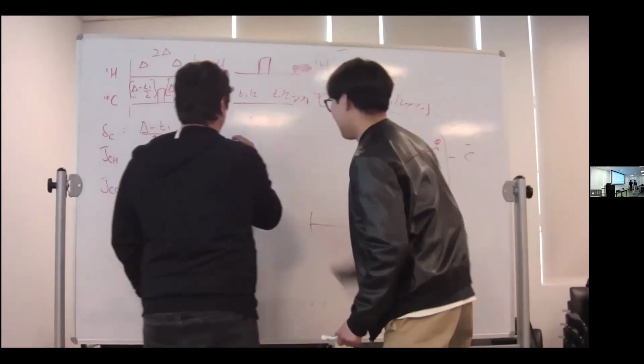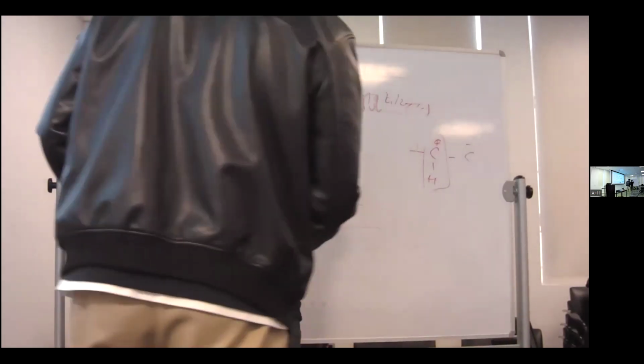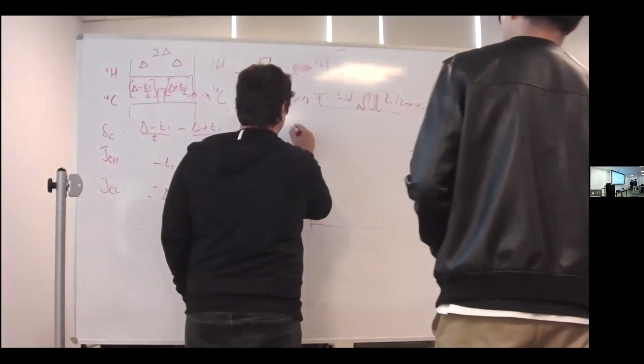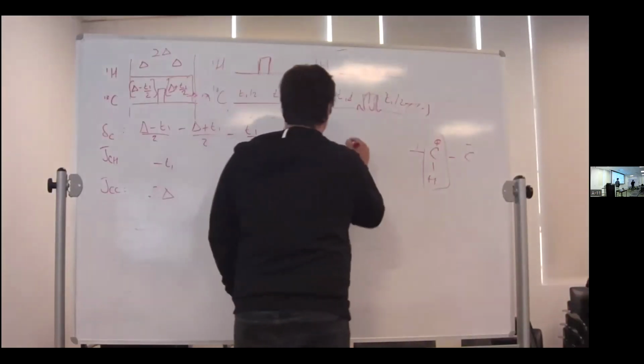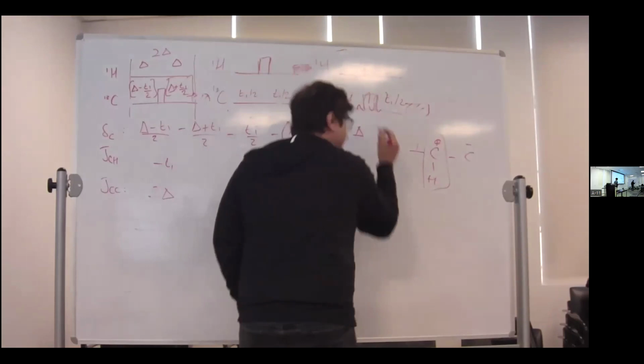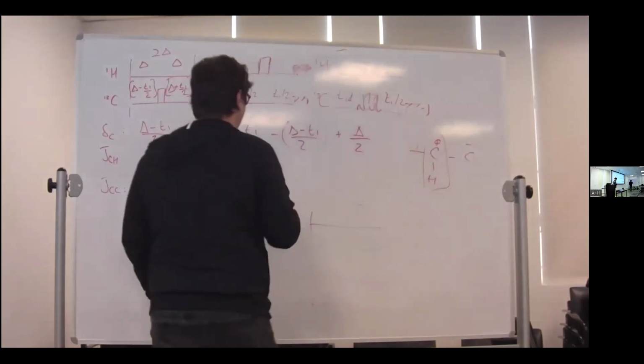Yeah, so tell me what to do. Minus T1 over 2, right? Minus delta, minus T1 over 2, like that? Yeah. Plus delta over two, plus T1 over 2, delta over two, delta over two, delta over 2. Okay, so.